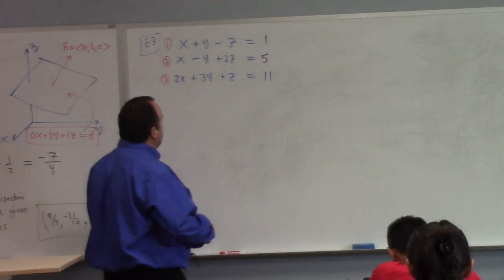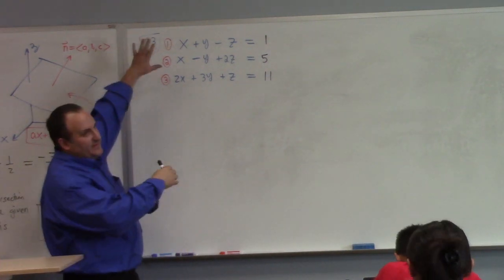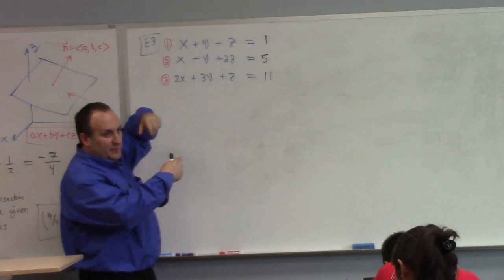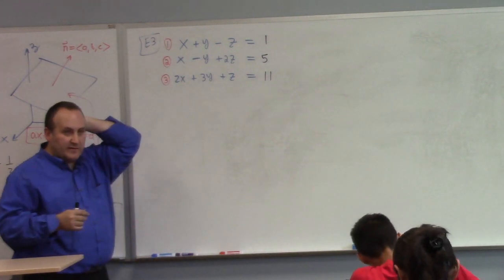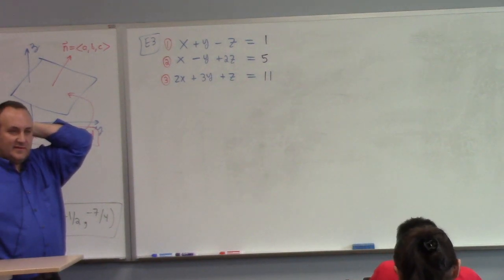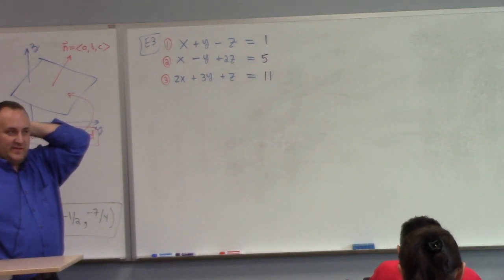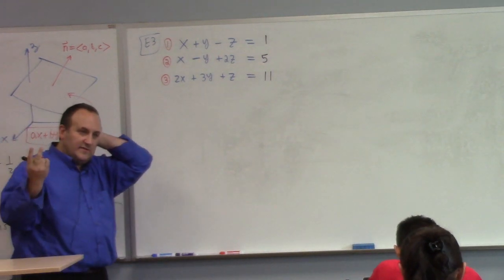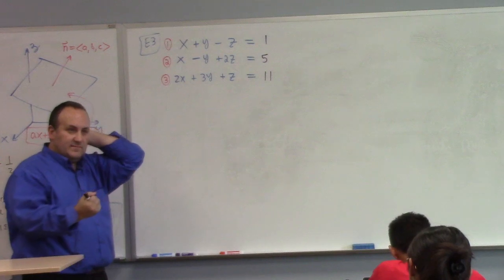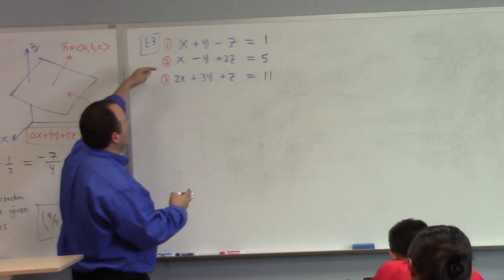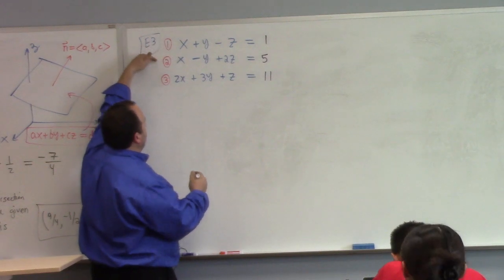What do you guys think we should do? You notice that there's no hope of just adding or subtracting two of these equations and, poof, everything vanishing but one variable, right? So our goal is to eliminate a variable so we just have two variables. We know that if we can get to two equations and two unknowns, we've got it, right? So how about we add 1 and 2?